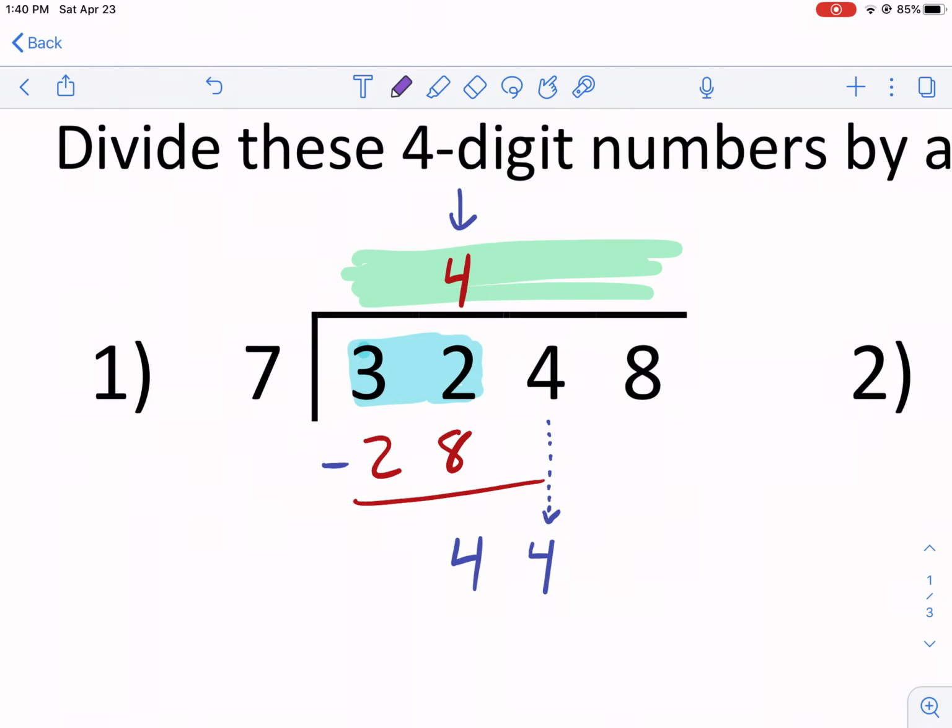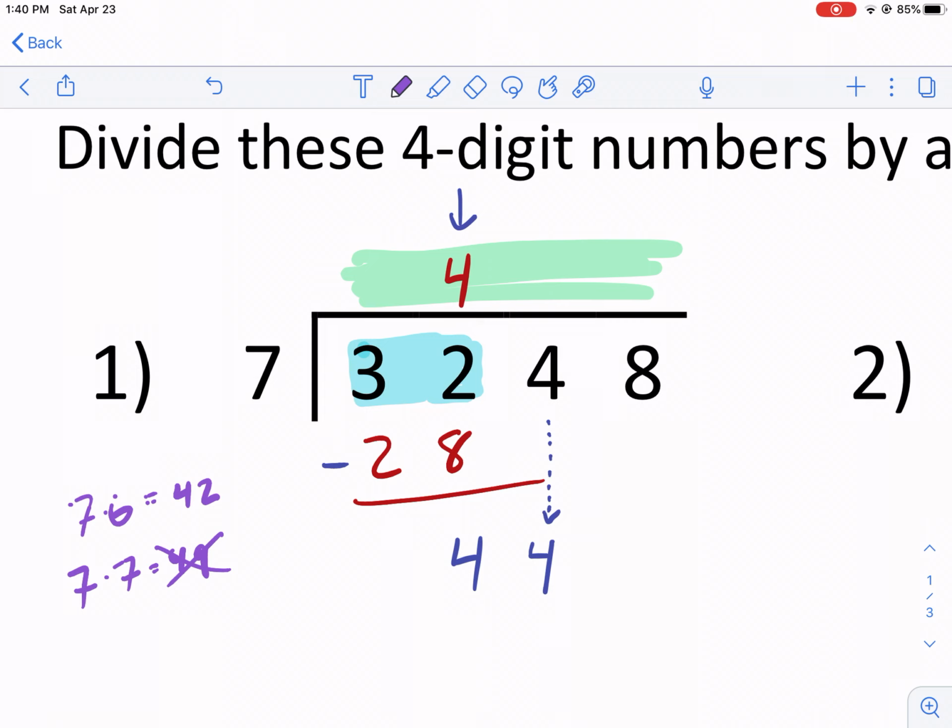Let's go to purple. Okay, 7 times what gets me close to 44? Well, I know 7 times 7 equals 49, but that's too big. I can't pick that. We needed something under 44. So I know 7 times 6 equals 42. So we're going to pick 6 because it's under and it's close.